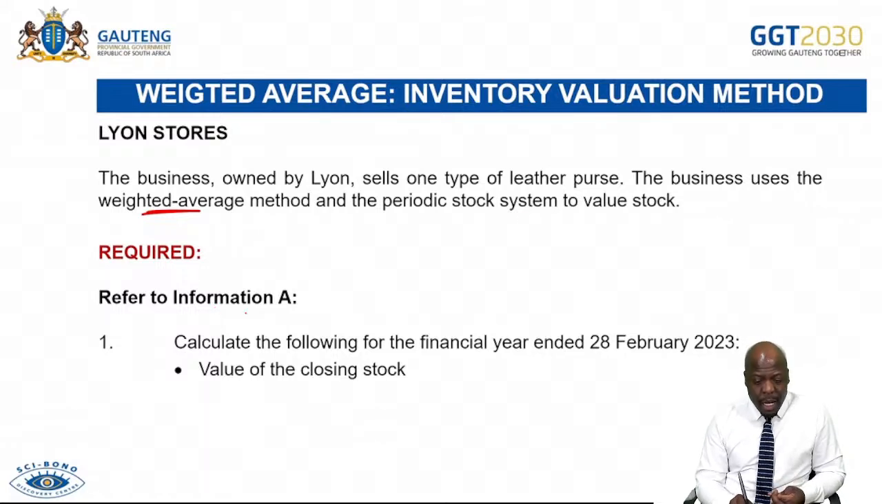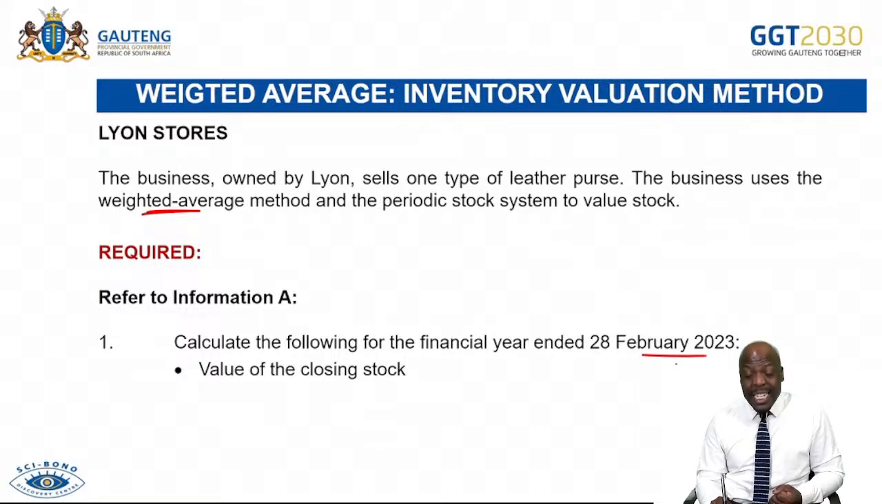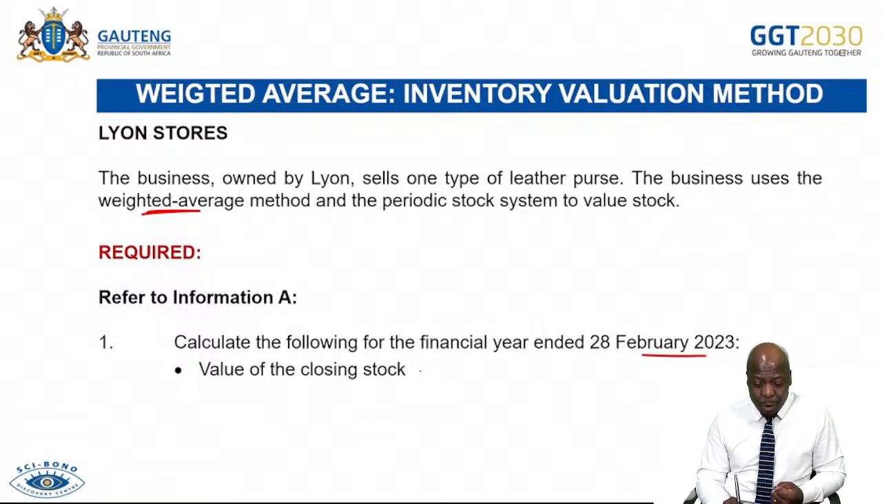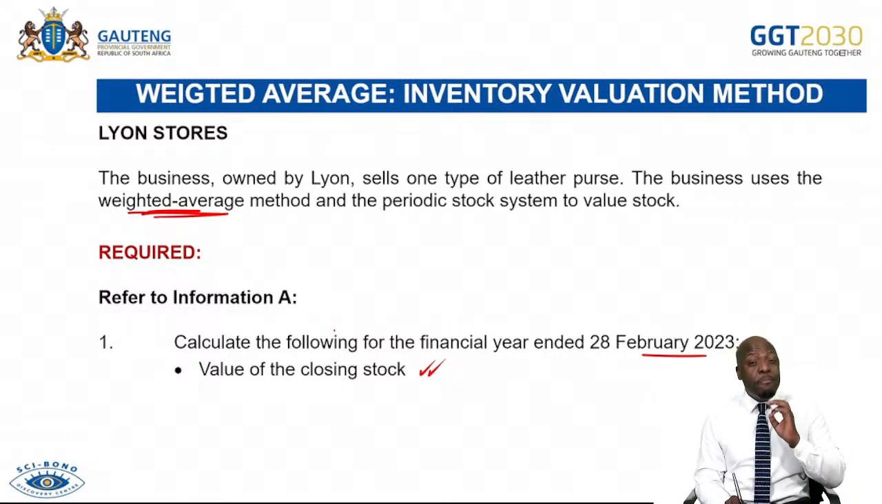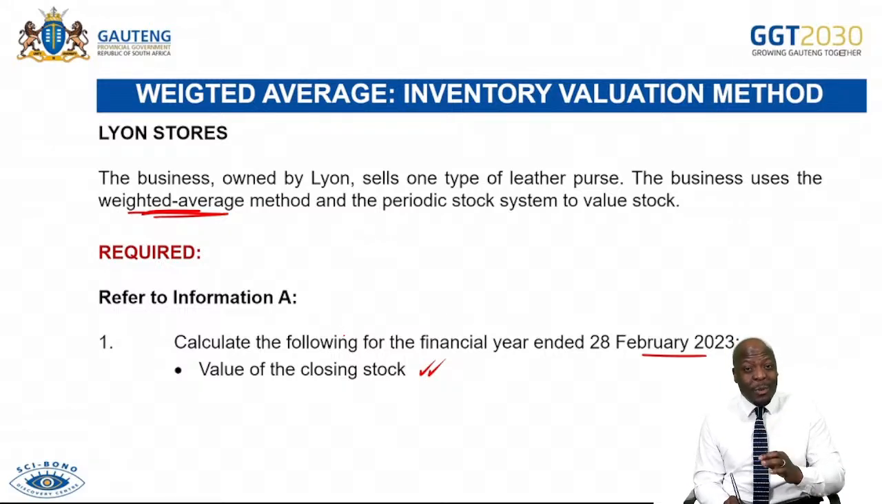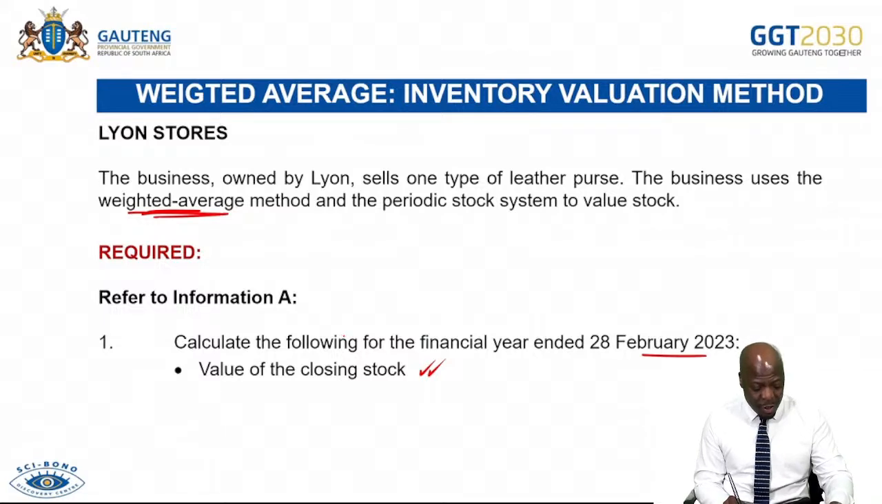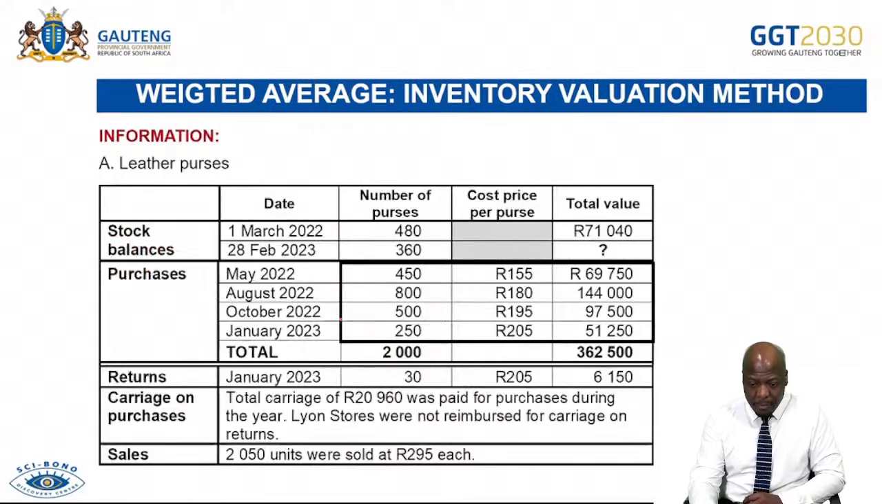Required. Refer to information A. Calculate the following for the financial year ended 20th February 2023: the value of closing stock. Using which method? The weighted average method. So you have to know which method the examiner wants you to use. Once you know the method, it becomes very easy for you to do your calculations. So let's begin.